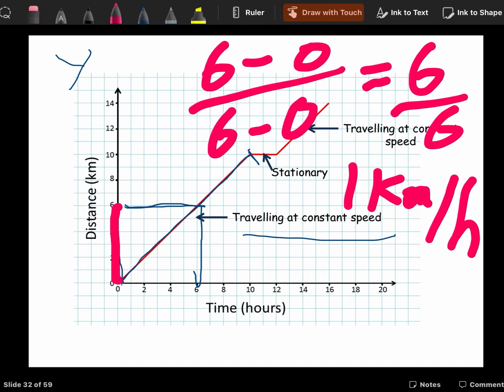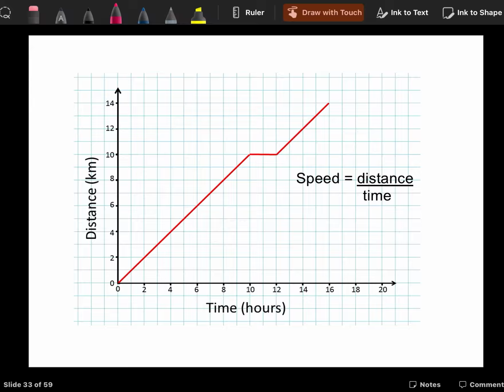So if you have a distance time graph, just find its slope, and you can find the speed. So speed is equal to distance over time. So you need 2 things: rise and run. Choose any 2 points on the straight line, because on this line the speed will be the same everywhere, constant, I mean.